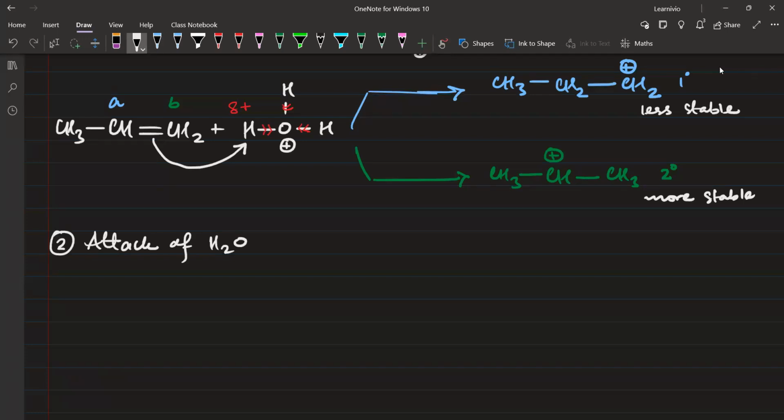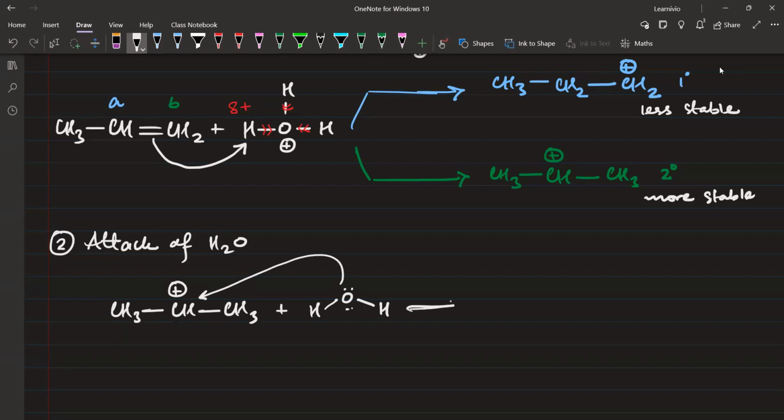Now, the attack of water. You have CH, single bond CH3, and a positive charge here. When the attack of water takes place, it will be something like this: H, OH, with lone pairs, and this is going to attack this carbon atom with the positive charge. A lone pair is going to donate electrons. So you will have CH3, single bond CH, single bond CH3, and you will have OH like this. Now again, the oxygen atom is getting a positive charge with 2 hydrogen atoms.